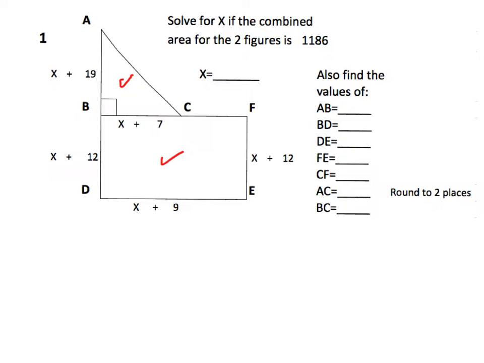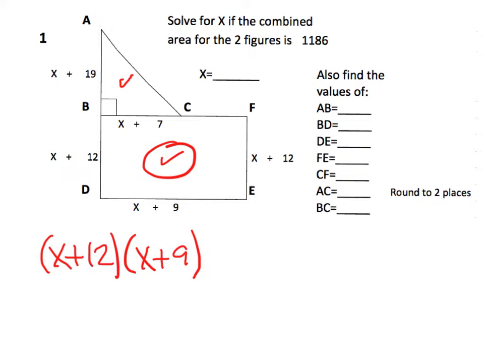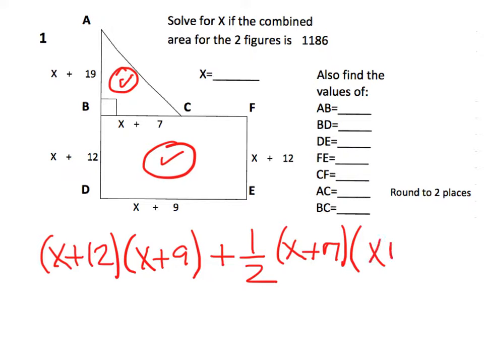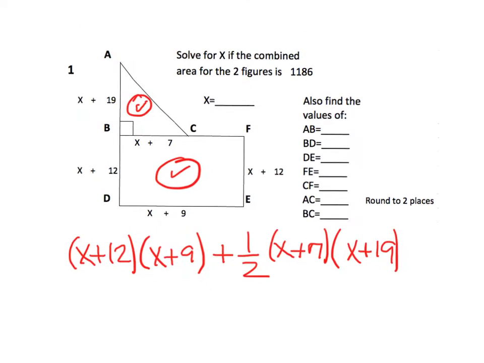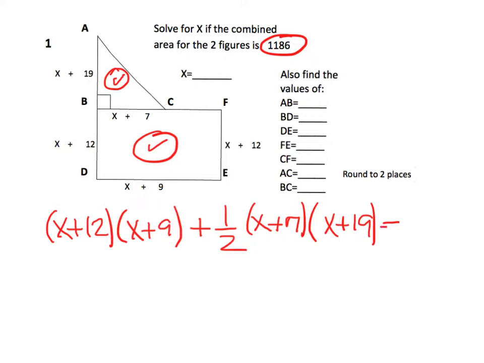The formula for finding the area of a rectangle is simply length times width. So you can do x plus 12 times x plus 9. That gives you the area of this one. And then you can find the area of the triangle, and you're going to add that to the area of the rectangle by doing 1/2 base times height. And the base is x plus 7. The height is x plus 19. Okay, all of this would have to equal 1186, and that comes from there.